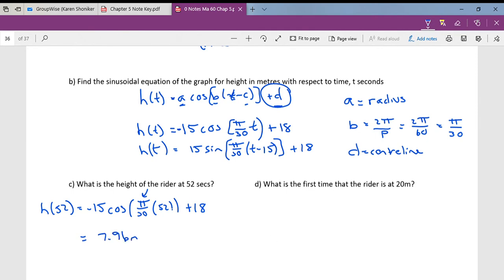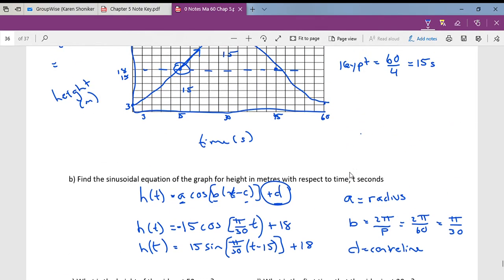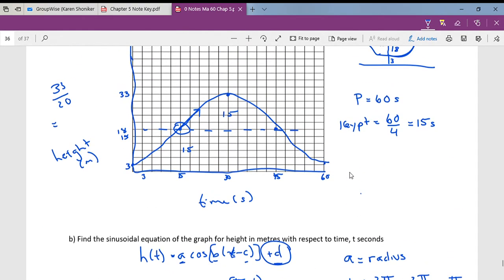This next question says, what is the first time that the rider's at 20 meters? So if you look at your graph, 20 meters is somewhere right below the 21s, right down here. So there's one place where they're at 21 meters, there's another where they're at 20 meters, and then there'd be one for every single cycle, or 2 for every single cycle.